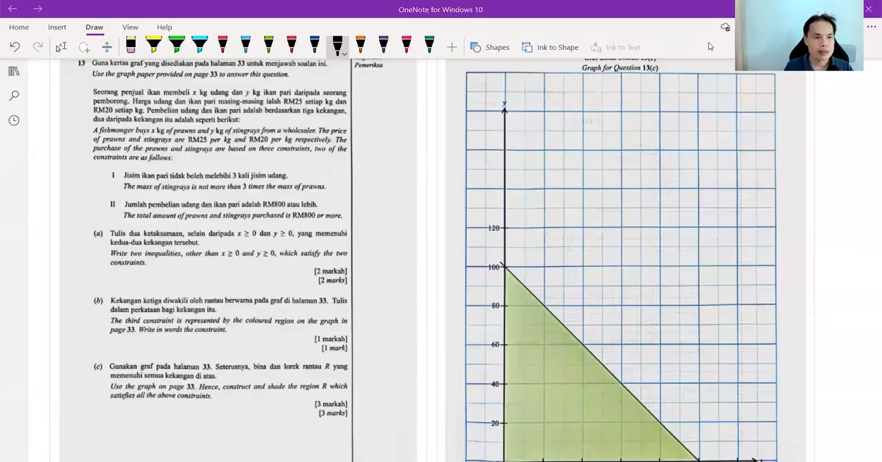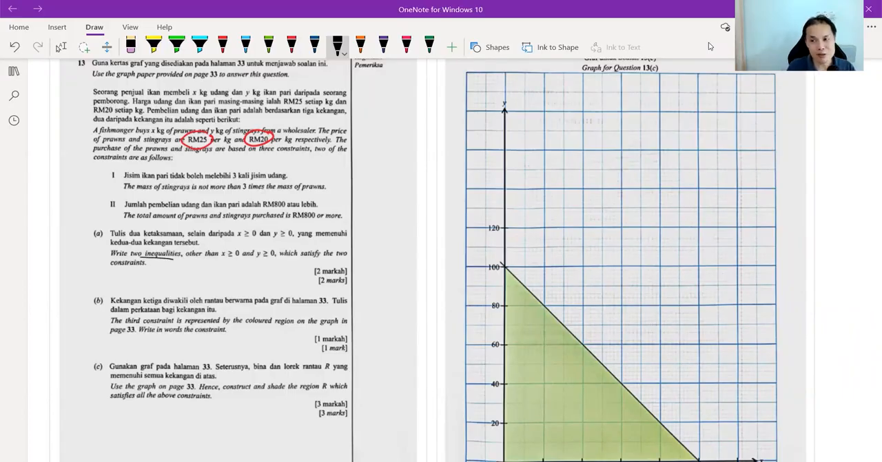Okay, question number 13. Here we have a fishmonger who buys X kg of prawn and Y kg of stingray from a wholesaler. The prices of prawn and stingray are 25 ringgit per kg and 20 ringgit per kg respectively. There are two constraints here. The first one: the mass of stingray is not more than 3 times the mass of prawn. Second one: the total amount of prawn and stingray purchased is 800 ringgit or more. So we are supposed to write two inequalities, pretty standard.